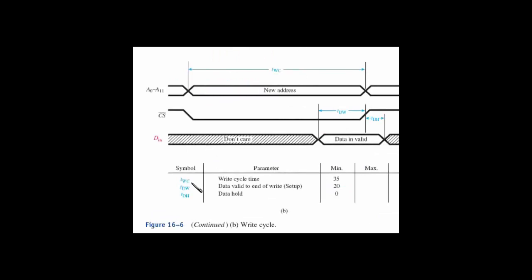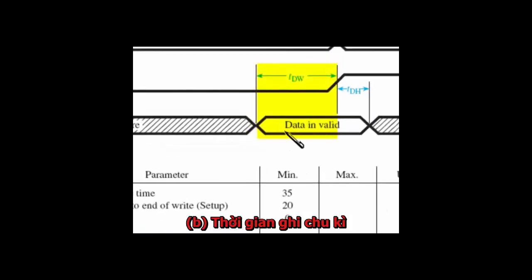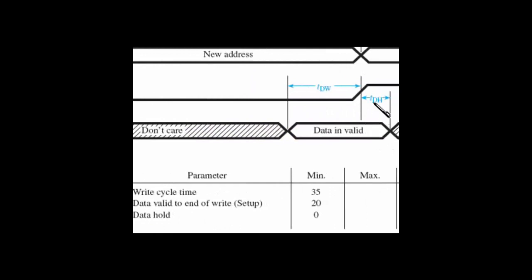And the times are specified as in this table: 35 nano for the TWC, which is the write cycle time, and then 20 nanoseconds for the TDW, which is the data valid to end of write. That's really the setup time. That's the time you have to set the data, make sure the data is valid before you raise this high. And then the hold time, where you have to hold the data there after the edge, which is really 0, which means this line could be back at the beginning of this edge. So these times are real similar to what we looked at back in chapter 11 when we first started studying D flip-flop time considerations.